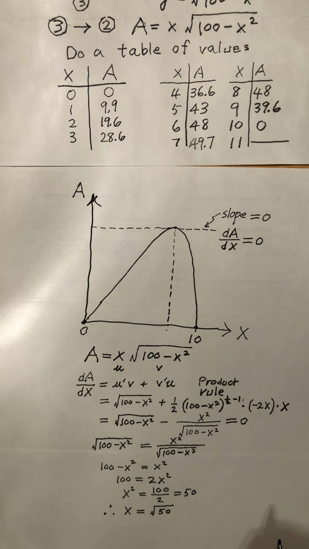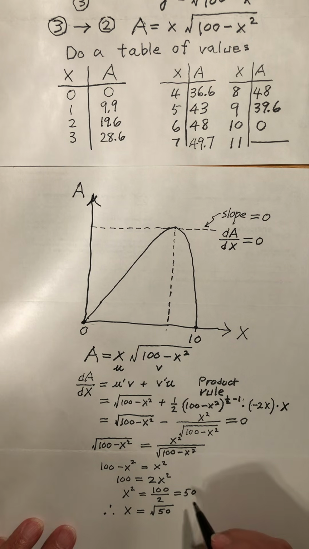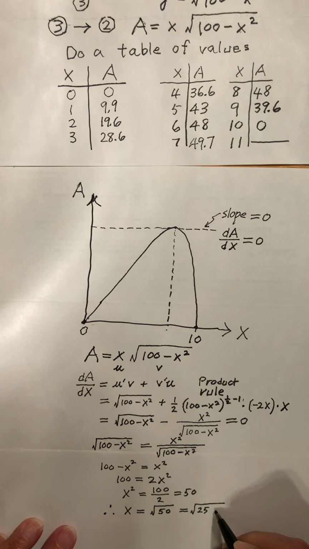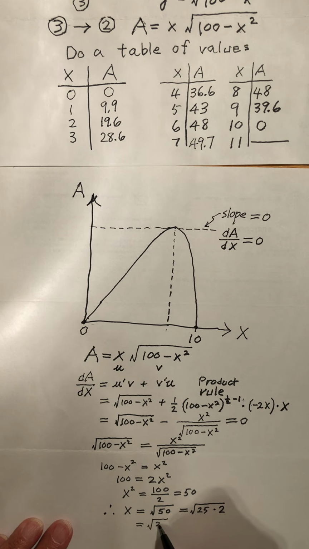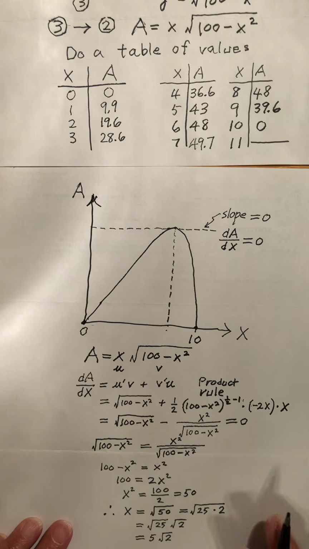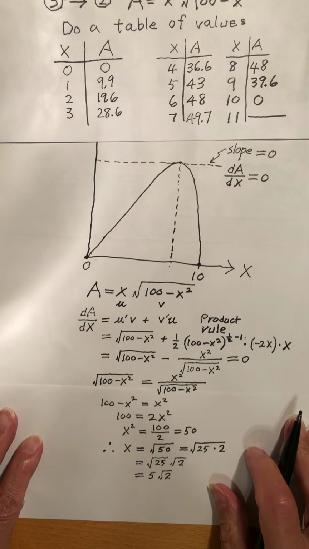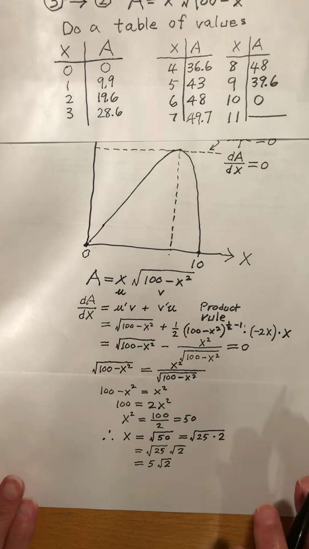Square root 50, you can write this as 25 times 2. And this is square root 25 times square root 2. But square root 25 is 5. So I have x is 5 times square root 2.